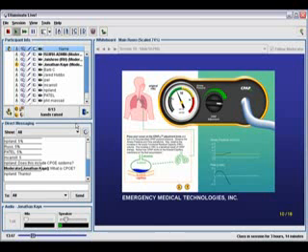Let me just see, it's not coming up in the window. Let me just move it over. Maybe it's having, there it is.